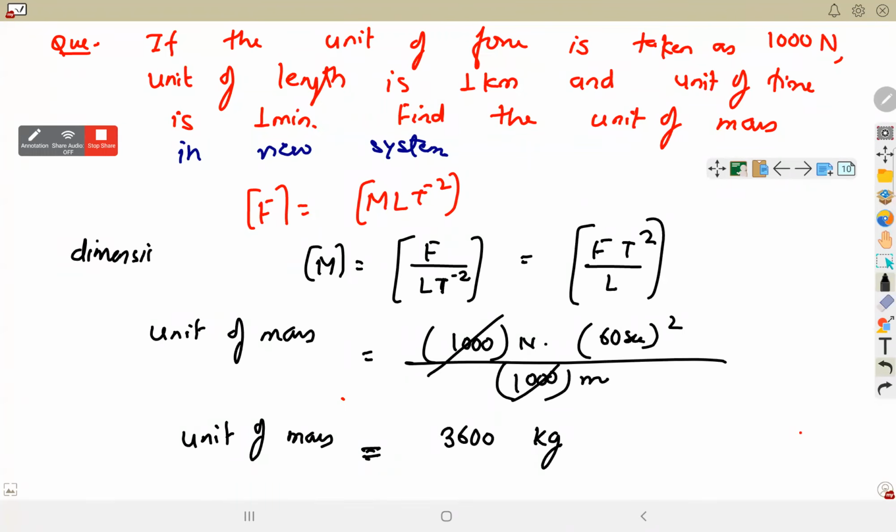What was the standard? If force is 1 Newton, length is 1 meter, and time is 1 second, then the unit of mass comes out to be kg. Now we use the new system, new units. Force is 1000 Newton, time is 1 minute, and length is 1 kilometer. So we substitute that. Here 60 square becomes 3600, and Newton second square per meter becomes kg. Right?